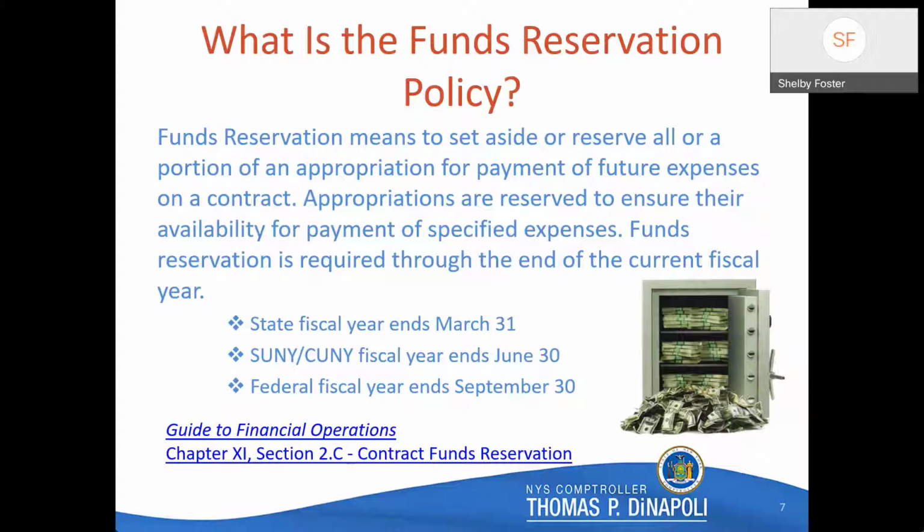The state's fiscal year runs from April 1st to March 31st. SUNY and CUNY's fiscal year runs from July 1st to June 30th, and agencies that follow the federal fiscal year from October 1st to September 30th. You can find more information about what funds reservation is at the GFO link at the bottom of the slide.